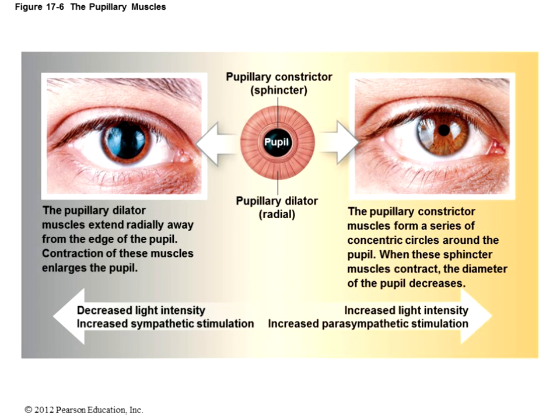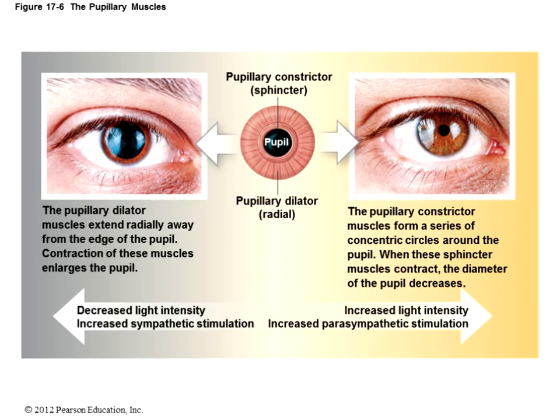And you can see in this image you have a pupillary dilator muscle, and you also have a pupillary constrictor muscle. And the dilator muscle, right, extends radially away from the edge of the pupil and dilates. You have more light entering. And you can also have a constriction of that smooth muscle, that pupillary constrictor muscle, and you can make that opening smaller, right, that diameter even smaller.